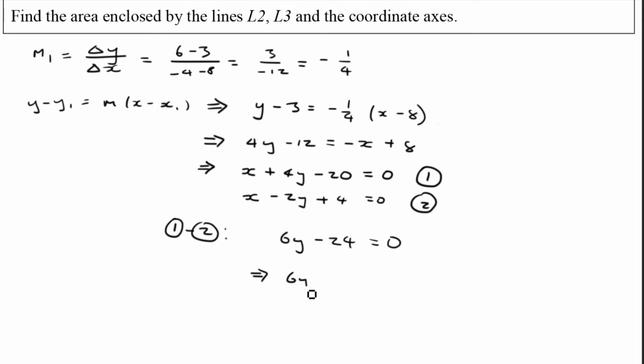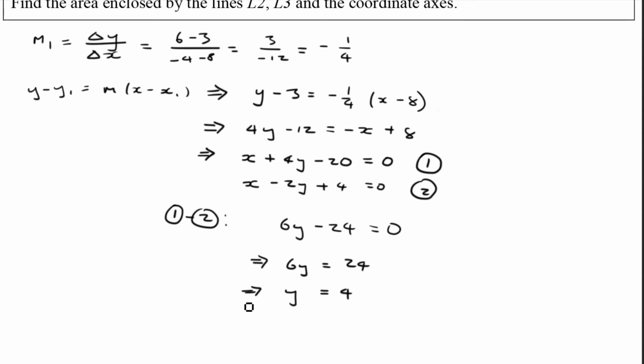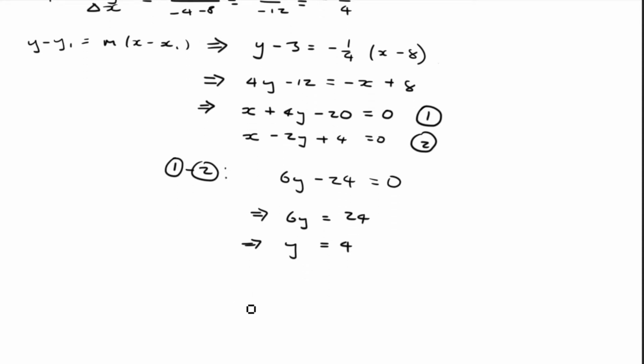So therefore 6y is 24, and so y is 4. What's the x coordinate? Well, I could use either of the equations I've just done. I'm going to use equation 2. You get the same answer from either. Equation 2 tells me that x subtract 2 lots of y, and y I've just worked out is 4, plus 4 is 0.